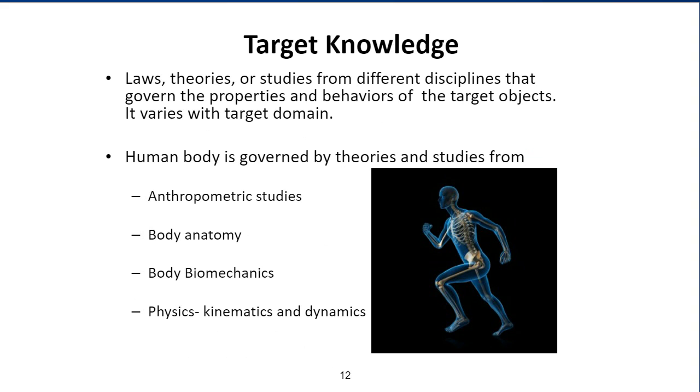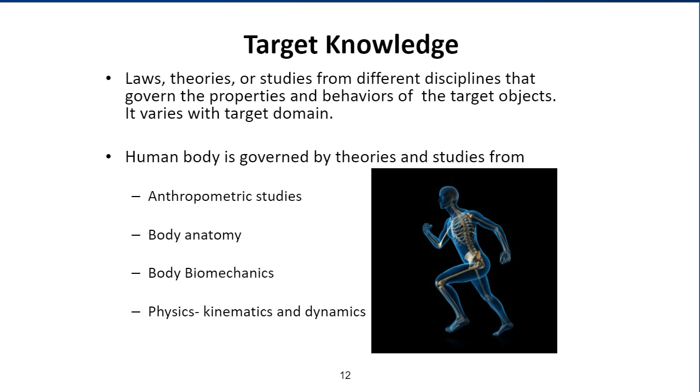And then the target knowledge. The target knowledge represents the laws and theories from different disciplines that govern the property and the behavior of the target object. This target knowledge varies with the target domain. For example, in my research, I focus on human-centered computer vision, where we want to understand human behavior, such as body behavior.